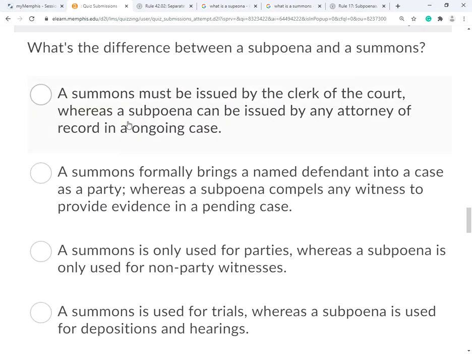So, looking at the answers: a summons must be issued by the clerk of the court, whereas a subpoena can be issued by an attorney of record in an ongoing case. Now, I know that a summons can be issued by the clerk of the court. Normally, that's written up by a paralegal and given to the clerk with the cause of action once it's filed in the court. And a subpoena, from my understanding, can be issued by an attorney, but it has to actually be served by a process server on another party.